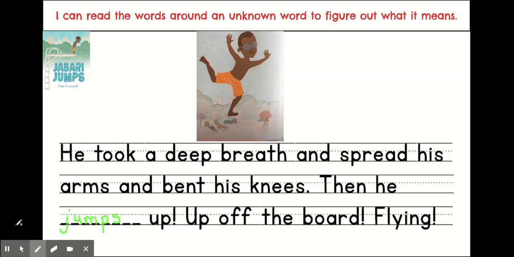I think so too. Can we think of some other words that we could put in its place? Then he... Awesome thinking. What about leaps? Leaps up. Then he leaps up off the board, flying. That makes sense. So I'm guessing that the word sprang means the same as jumps or leaped.